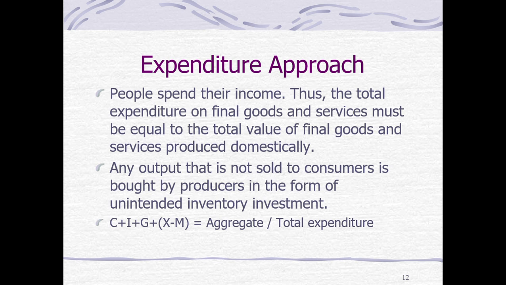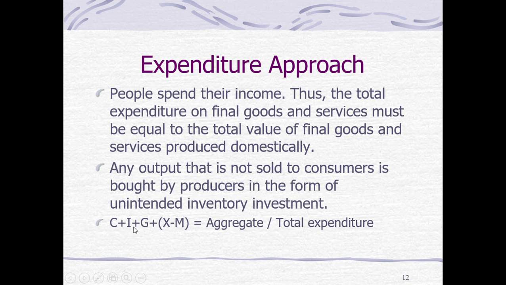Any output that is not sold to consumers is bought by producers under the expenditure approach. So if you produce something and it is not bought, it doesn't mean that it cannot be calculated as part of national income. We assume in the expenditure approach that you, the producer that produced it, have bought it yourself, because by all means, in the future, it will be bought. So that is also added, and it is normally called inventory investment.